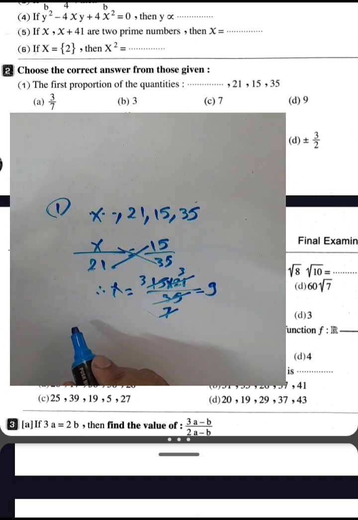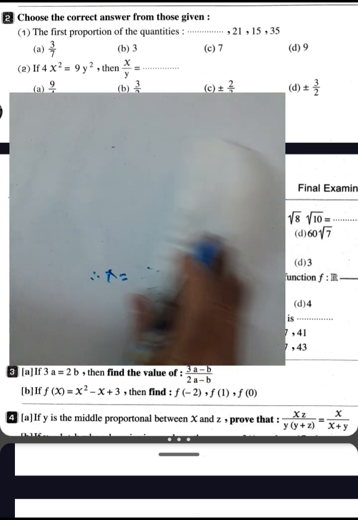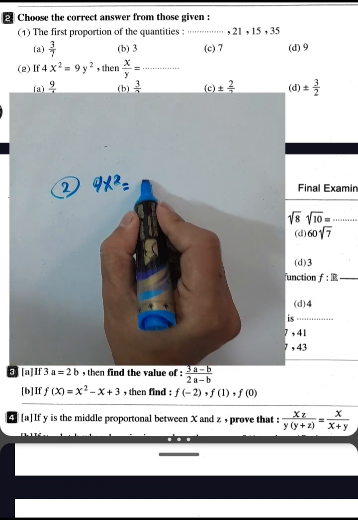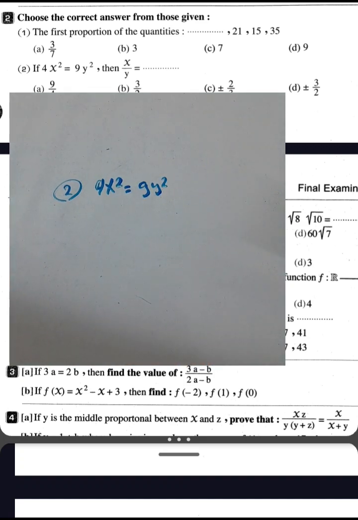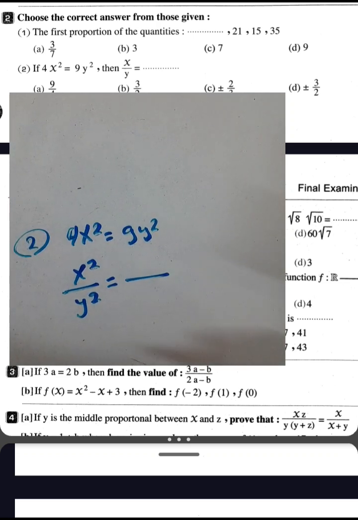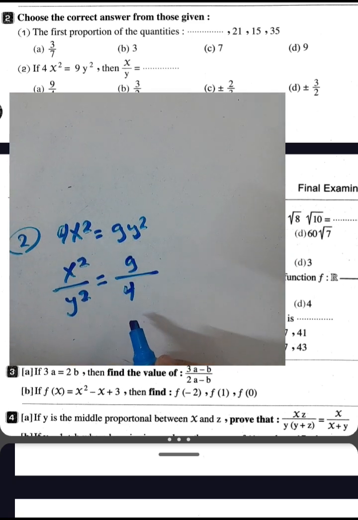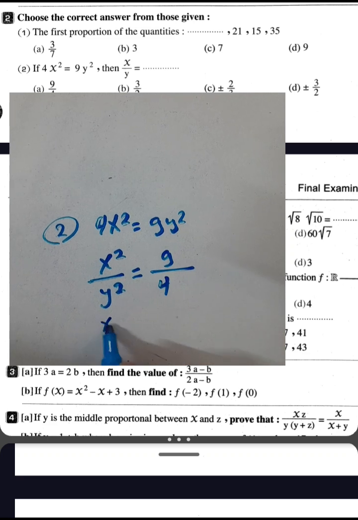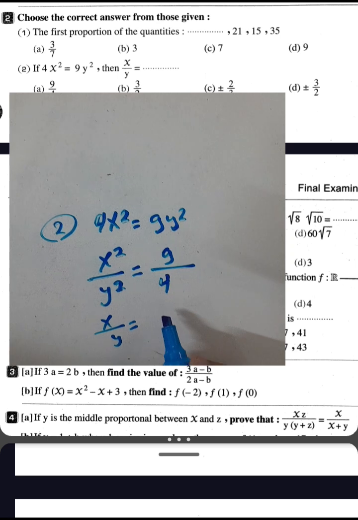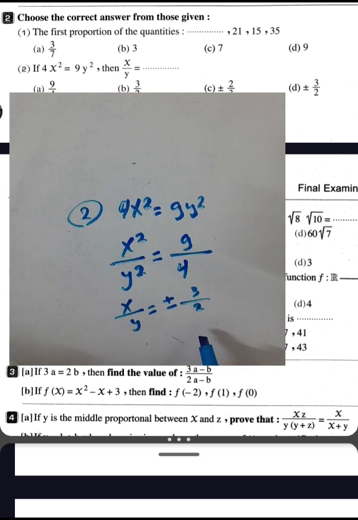Choose letter D. Number 2, if 4x power 2 equal 9y power 2, we can find the relation between x and y. X power 2 over y power 2, x power 2 times 4, and y power 2 times 9. And then you can write x over y by put the square root of 9 over 4 and write the sign positive and negative 3 over 2. The result will be positive or negative 3 over 2.